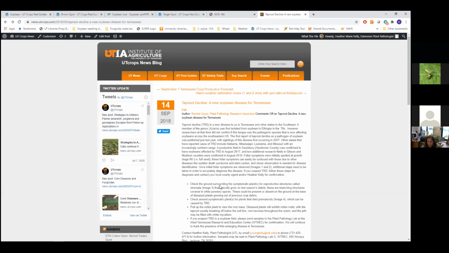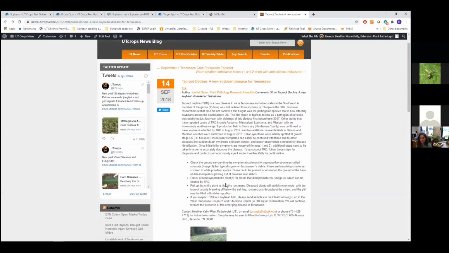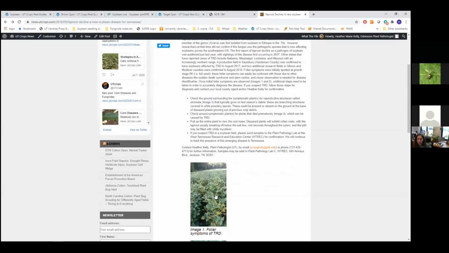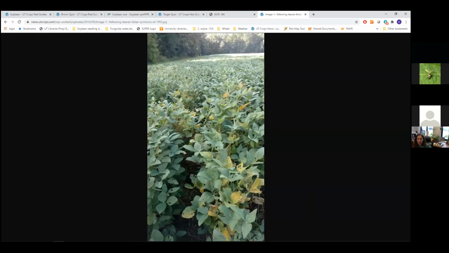We'll be putting out more resources on taproot decline this year, as I have a PhD student starting to work on it. But we do have it in our research plots. And so not knowing yet if we can do an in-person soybean disease field day in September, we'll find that out and have that decision made in August. But the last 2 years in person, you can actually see this new disease, taproot decline.